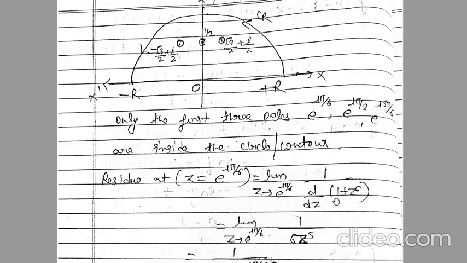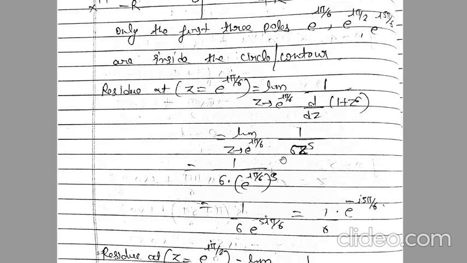I told you this, you can check this method in our residue method, right? I told you this method. So 1 upon d/dz of 1 plus z to the power 6. So the limit z tends to e to the power i pi upon 6. So the differentiation of 1 is 0, and z to the power 6 differentiation is 6 z to the power 5.